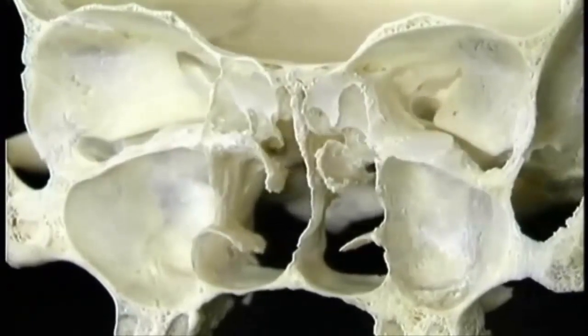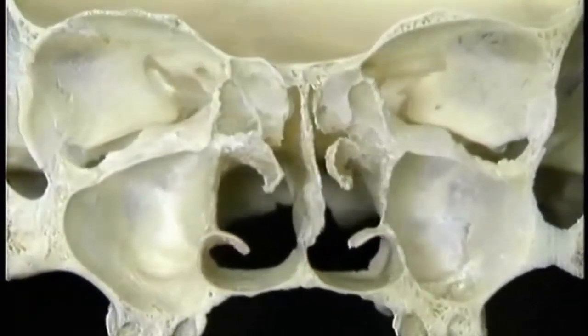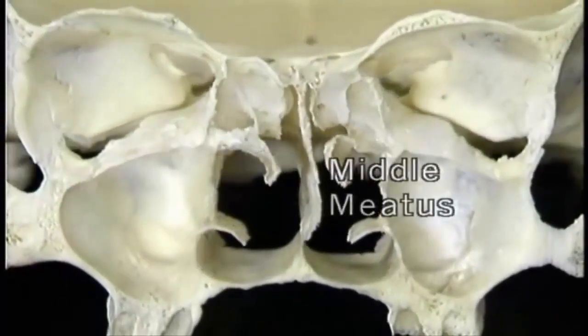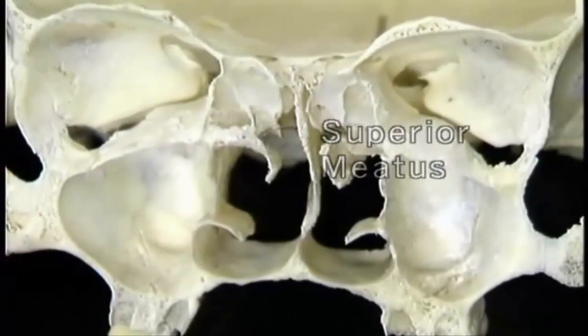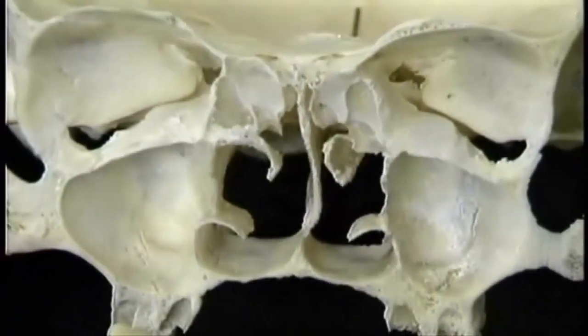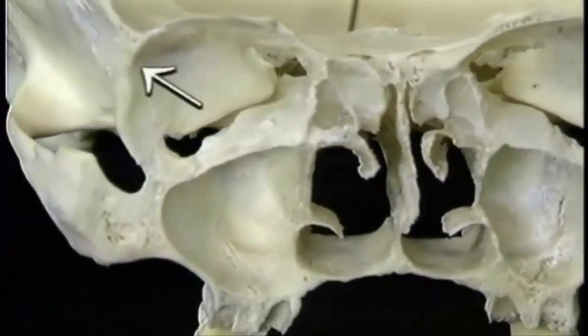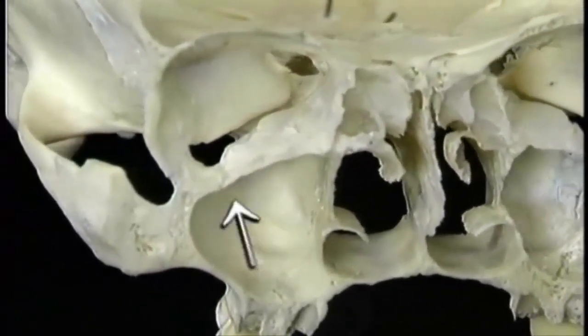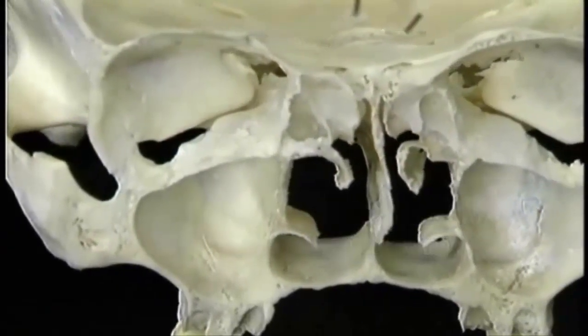The 3 conchae partially divide the air passage into 3 parts: the inferior meatus, the middle meatus, and the superior meatus. Here's the back of the orbital cavity. Below it is the hollow space in the maxilla, the maxillary antrum, which we'll look at later.